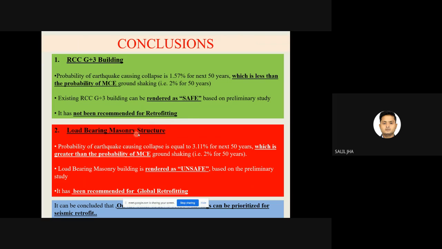Moving to the load-bearing masonry structure, it has been rendered to be unsafe based on the preliminary study, because the probability of earthquake causing collapse was found to be greater than the probability of maximum considered earthquake, that is 2% for 50 years, and hence it has been recommended for global retrofitting. Therefore, it can be concluded that on the basis of risk score, or RBS score, a building can be prioritized for seismic retrofit.